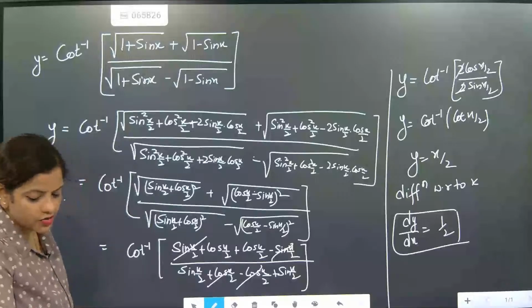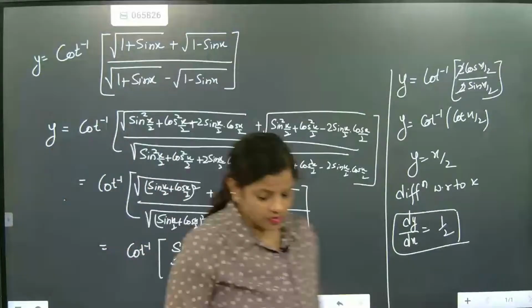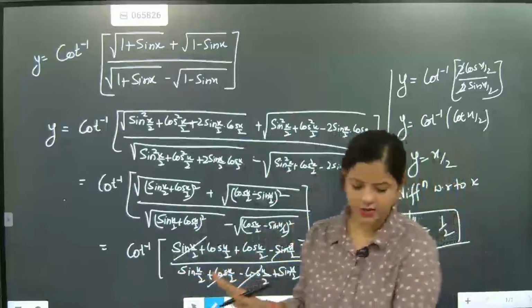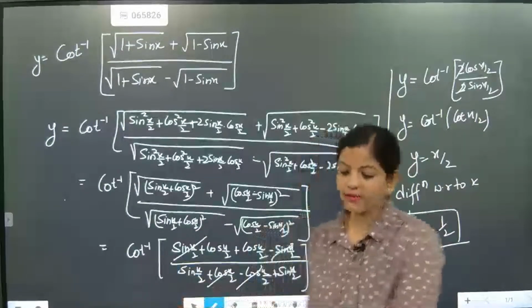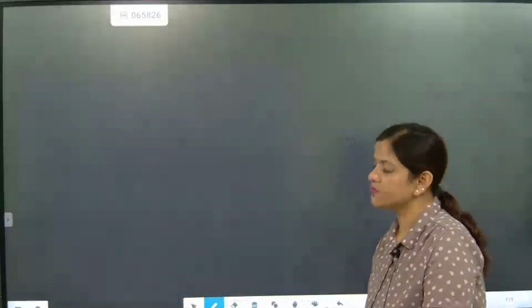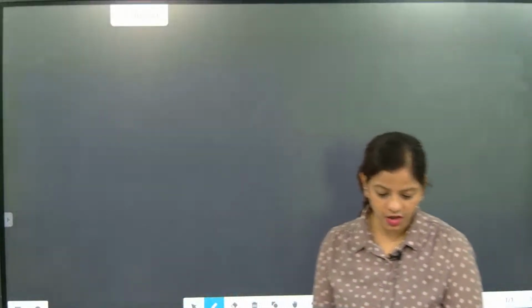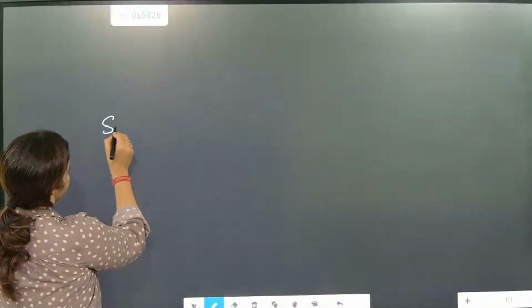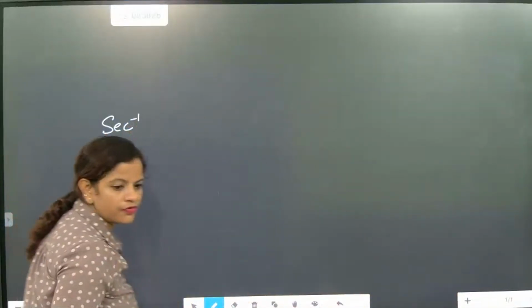Now we'll go for the next question, please. Try the next question. Now look at it. This is one 5-mark question which we are expecting. Now another 5-mark question. Most of the 5-mark questions from differentiation we are going to do first. The next 5-mark question, you need to solve this question. The question is secant inverse.